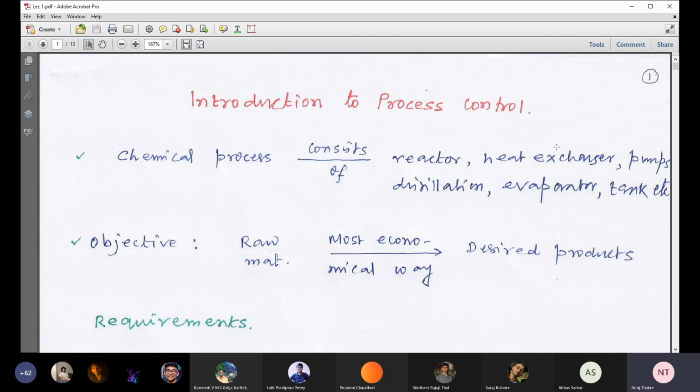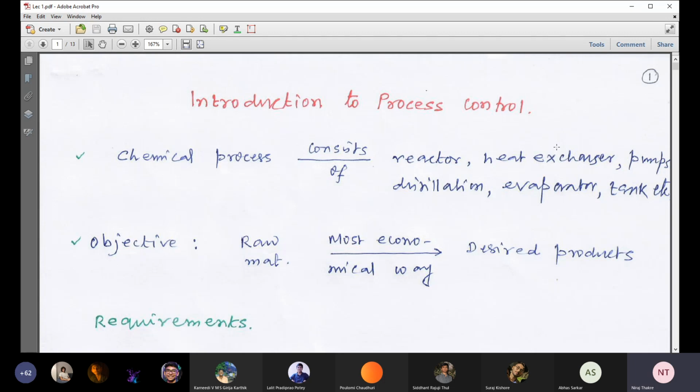Then the second point you see is the overall objective. So what is our overall objective? We usually introduce raw material to the chemical plant, and then after processing the raw material one after another in different process units, which I mentioned just above, finally we get desired products.